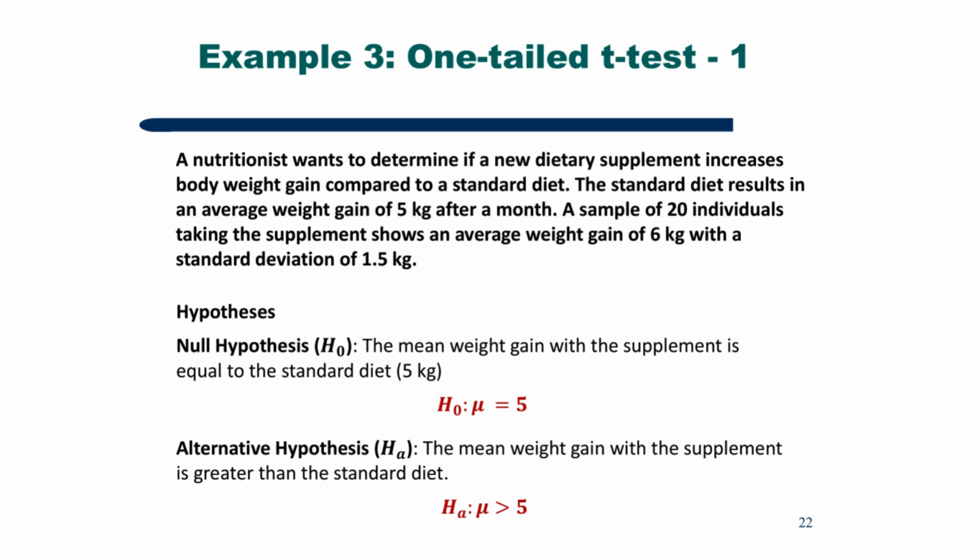H0. The mean weight gain with the supplement is equal to the standard diet, 5 kilogram. H0: mu equals 5. Alternative hypothesis. HA. The mean weight gain with the supplement is greater than the standard diet. HA: mu greater than 5.